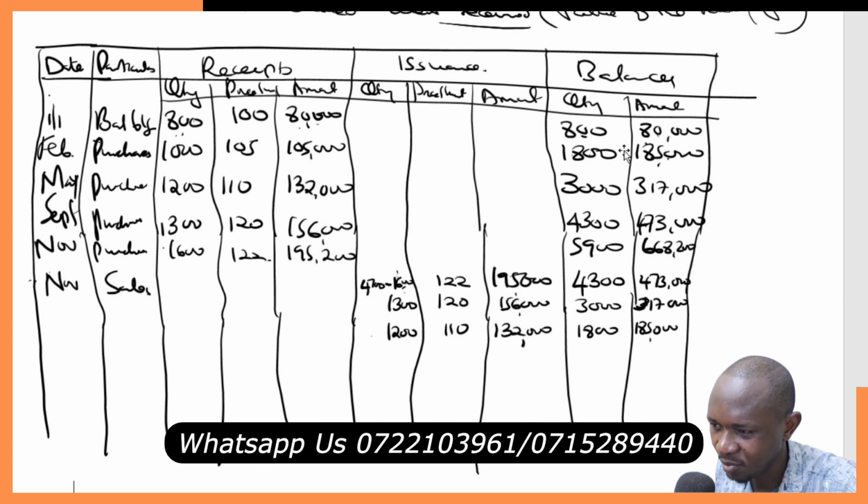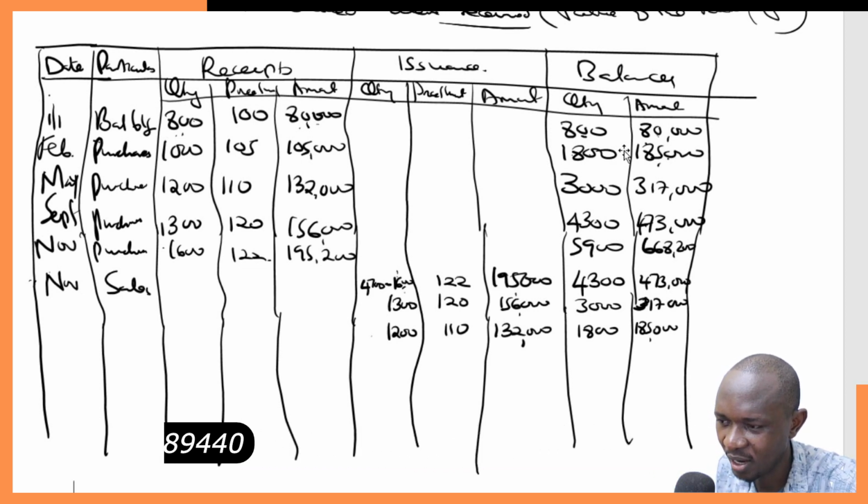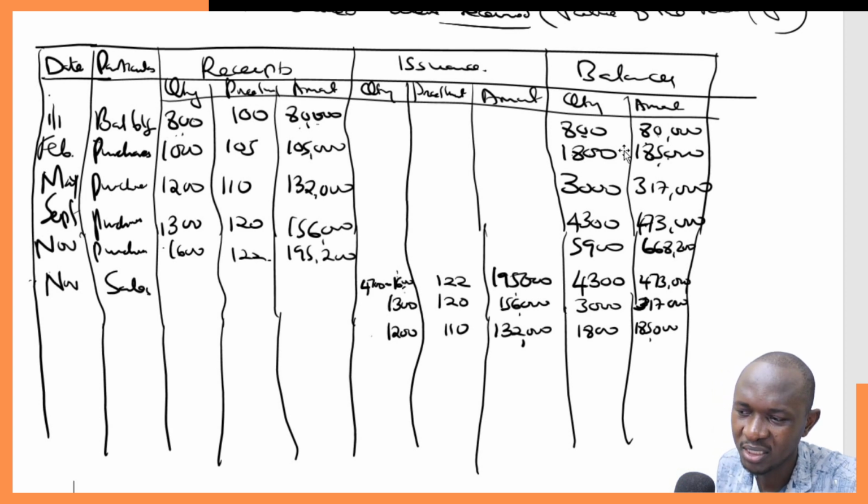Do we still have more goods here? Our target is 4,700. So far, how many goods have we released? 16 plus 19, that is 29. 16 plus 13, that is 29. 29 plus 12, that is 4,100. So we are only in deficit of 600.